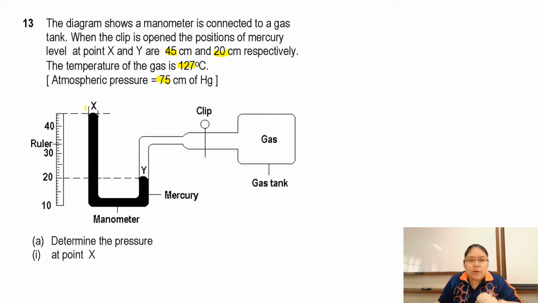Okay, let's see point X. Above point X we have what? We just have atmospheric pressure, is it? So from here the pressure at X is the atmospheric pressure. We just read from the question. Atmospheric pressure is how many? 75 cm mercury. So this one is the answer. Now we go to the second one.